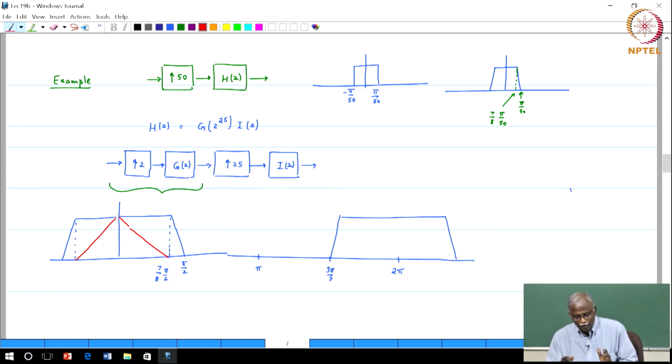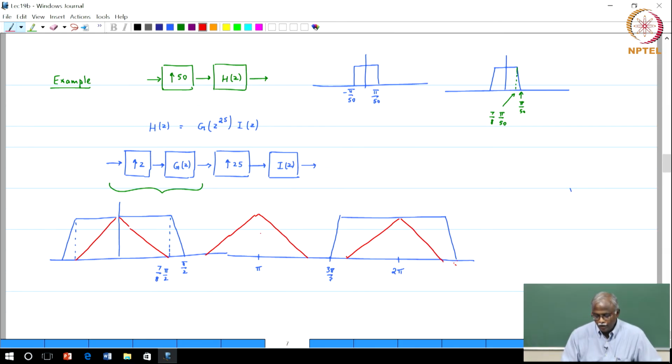When I upsample by a factor of 2 and I pass it through this filter G of Z, I want to remove the image. When I do the upsampling by a factor of 2, the signal will produce another image. How did this image get killed? Because the blue filter removed it. So the blue line actually kills this portion. The input signal is the red spectrum, upsampled by a factor of 2, you will have an image at pi. Apply a low pass filter with pi by 2 and 7 by 8 pi by 2. Again, this is not a very sharp filter, and this will kill the image here.